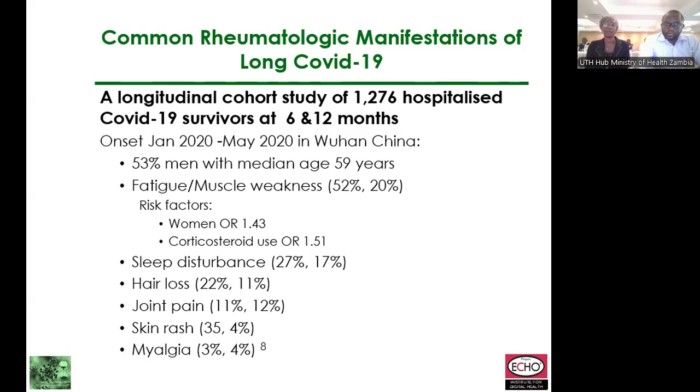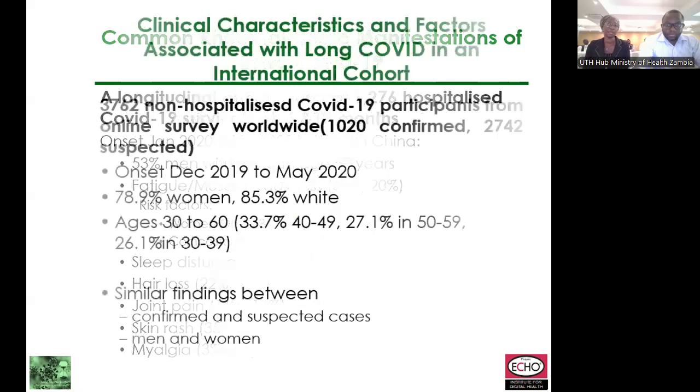Then they were complaining about sleep disturbance. That's almost 1 in 4, 1 in 5. A quarter of the people couldn't sleep well. Some people lost their hair. Some people had joint pains. Some people had skin rashes. And some people had muscle aches. That's the myalgia. And all of these complaints are complaints which we used to see in rheumatology even a long time before we had the acute COVID episode. But now we started seeing more and more people complaining of these things.